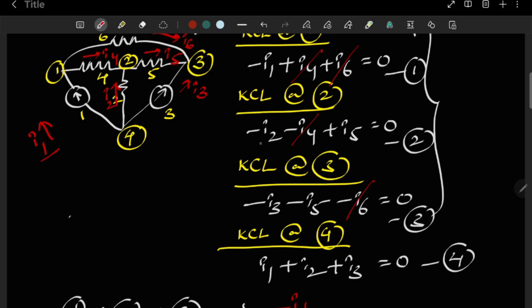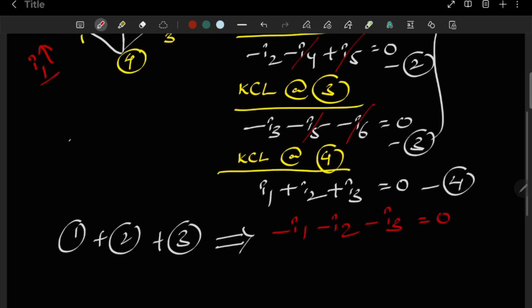From the second equation I have minus I2, so I write minus I2. In the second equation I5 is there, but in the third equation minus I5 is there, so these two cancel. From the third equation we are left with minus I3 equal to 0. Now this is a new equation that came from the addition of the first three equations. I am taking it as the fifth equation, and surprisingly, observe it along with the fourth equation, which was applied at node 4.